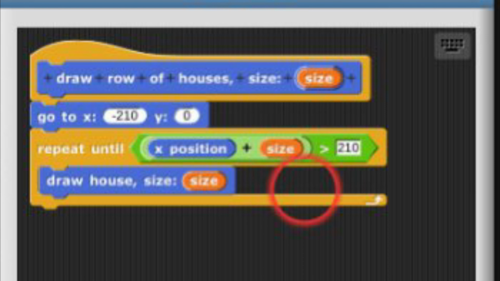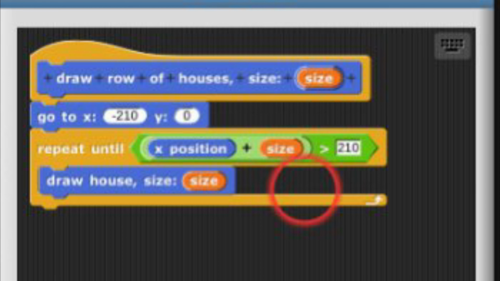In the row of houses block, the sprite begins at the point where the X value is negative 210 and the Y value is 0. It has the house block repeat itself until the X value added onto the size or input number is over 210, at which point the sprite stops drawing.